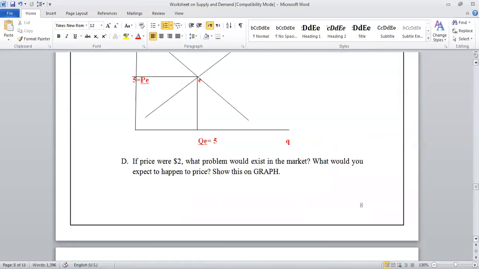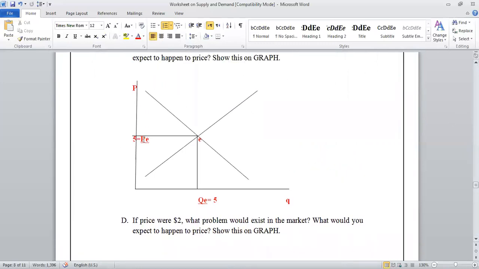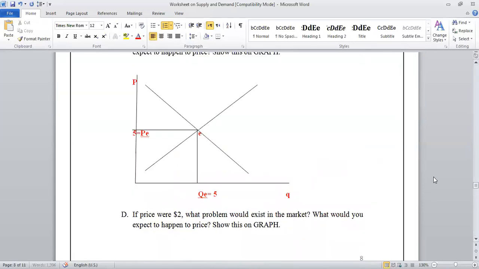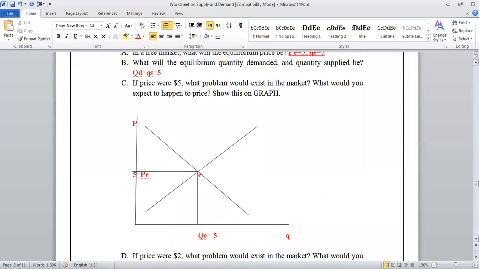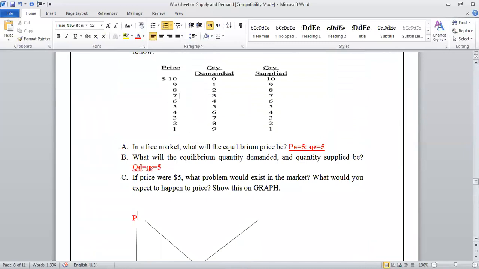Okay, question E, it says when the price is 7. When the price, look here, when the price is 7, are you going to be above equilibrium or below equilibrium? You will be above equilibrium. Go back to your table. When you are at price equals 7, which is bigger, quantity demanded or quantity supplied? Quantity supplied is 7, quantity demanded is 3. So here you have a problem. Quantity supplied is bigger than quantity demanded.